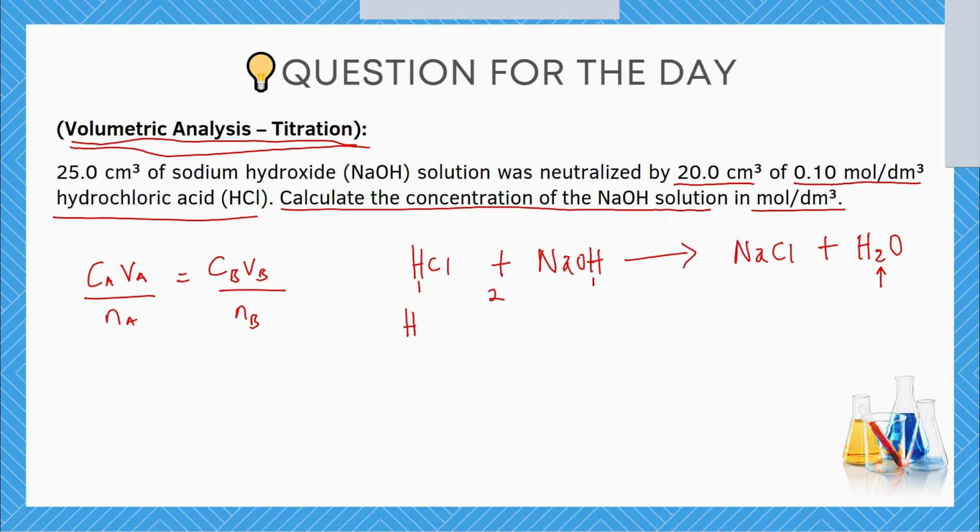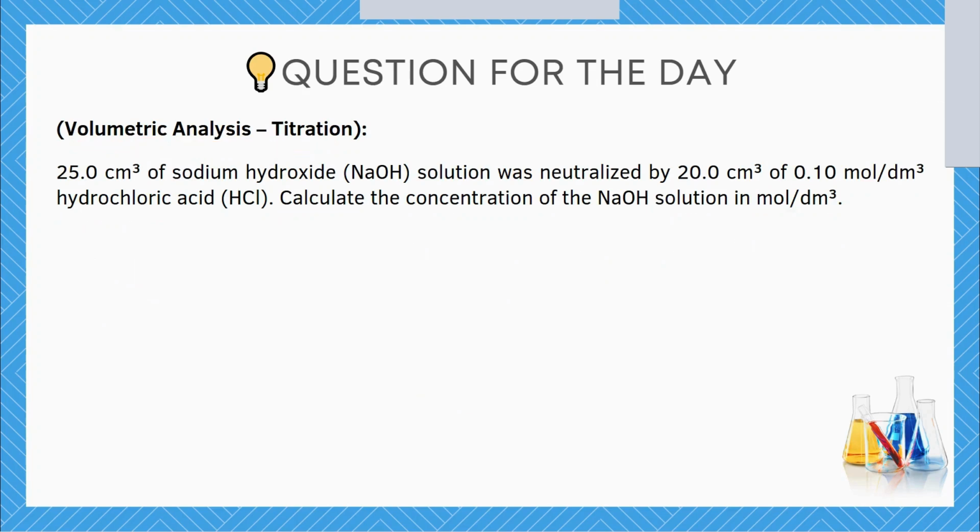So hydrogen is balanced. For chlorine, however, we have one atom of chlorine on the left side and one atom of chlorine on the right side. Chlorine is balanced as well. And for sodium, we have one atom of sodium on the left side and one atom of sodium on the right side. And for oxygen, we have one atom apiece, both on the left side and on the right hand side. So you can see everything about this equation is balanced. So let's go ahead and solve this question step by step.